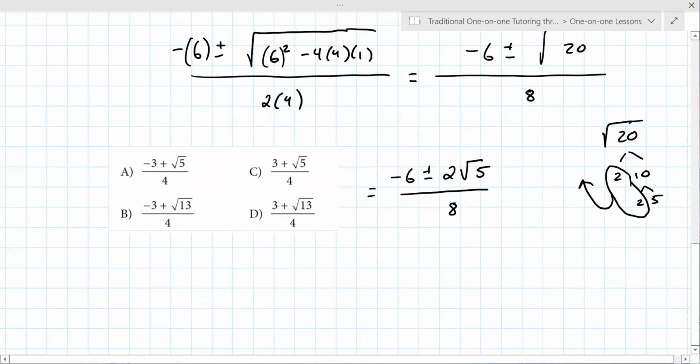Now this is an important step. Division is not a choice. You have to do it to both. -6 over 8, 2 square root 5 over 8. Now I'm showing it this way. I know the answer is not written this way, but you're dividing both of them by 8. So it becomes -3/4 plus or minus square root of 5 over 4.